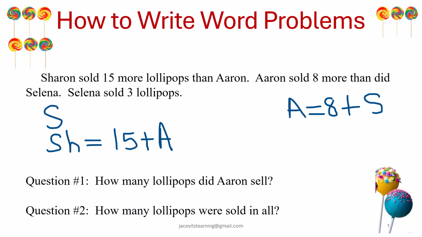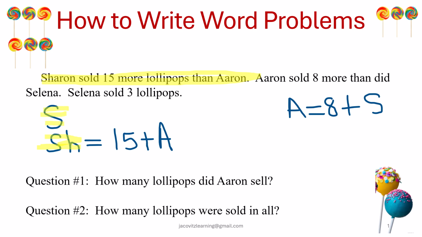So when you have a word problem this basic, all you have to do is take these words and turn them into a mathematical formula. So Sharon sold 15 more lollipops than Aaron. Let's make Sharon SH because that's her name, and that way we can keep her separate from Selena. Let's make Selena SE.